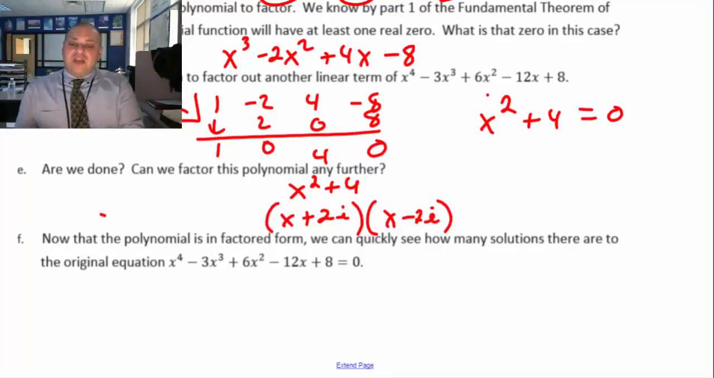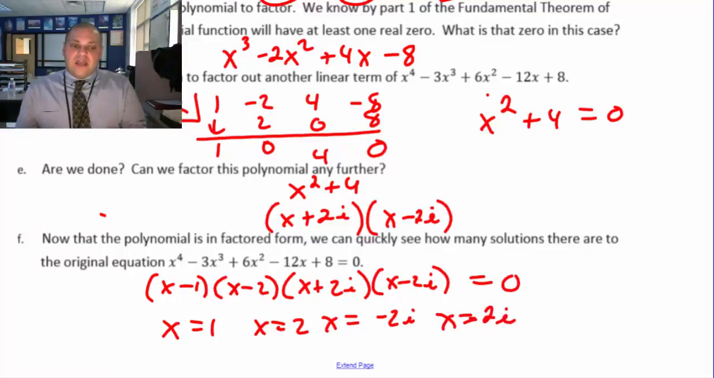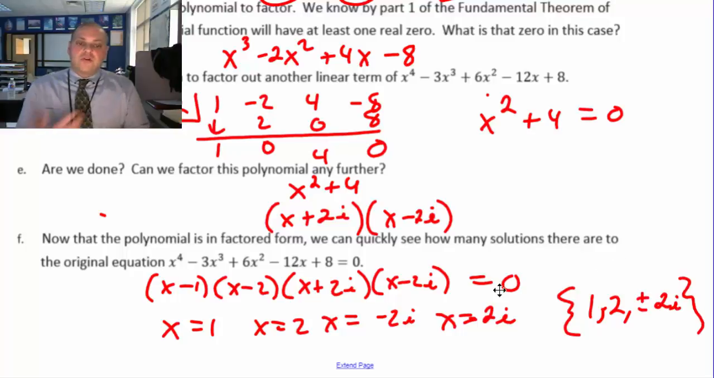So now write it in factored form. This can be written in factored form: x minus 1, x minus 2, and then we have these guys, x plus 2i, and then x minus 2i, and that equals 0. How many solutions? The solutions are x equals 1, x equals 2, x equals -2i, x equals positive 2i. So 1, 2, and then plus or minus 2i would be your solutions to this equation.